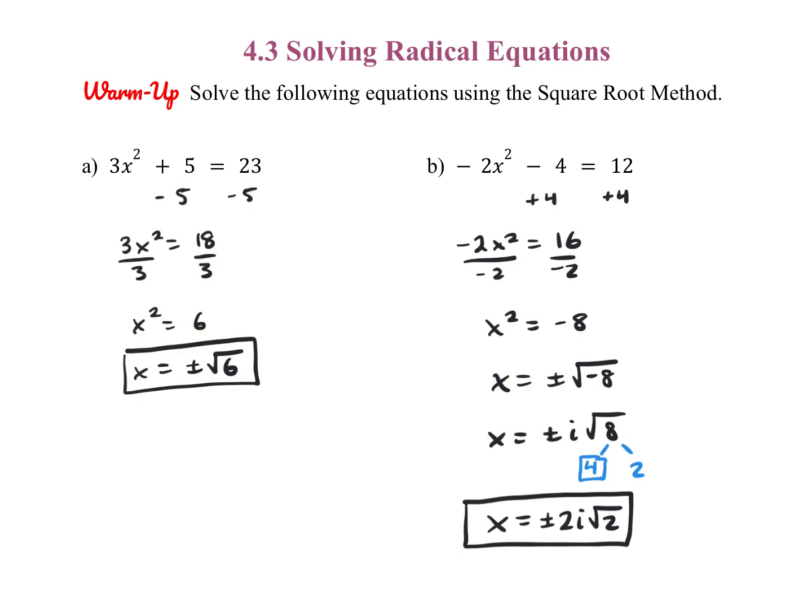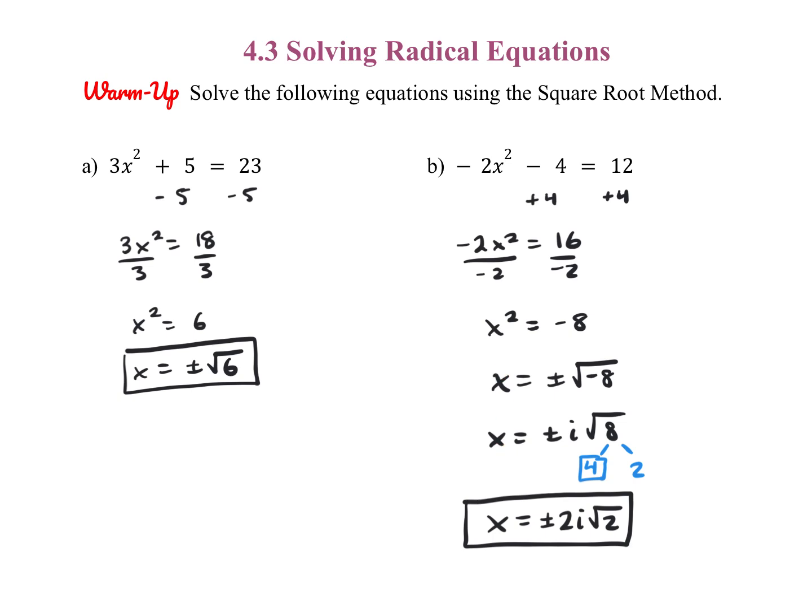Alright, go ahead and check here. So this is solving quadratics using the square root method. A little review: we isolate our x squared term, and then we take the plus or minus square root of both sides and simplify if possible. So for part A, our answer is just plus or minus root 6.